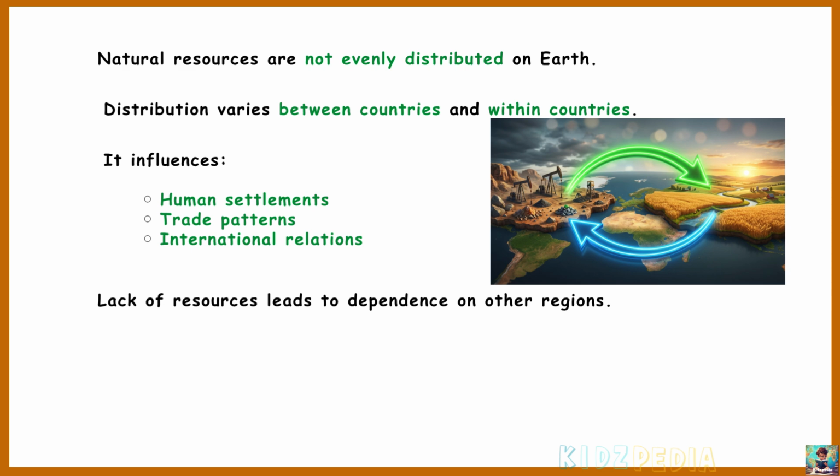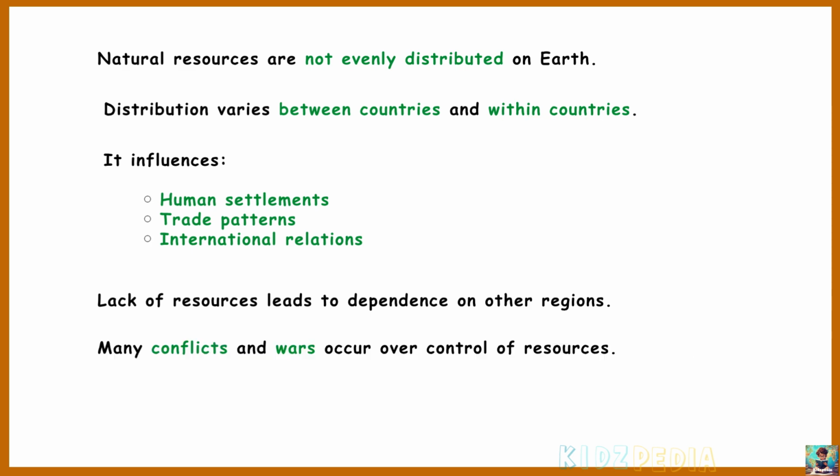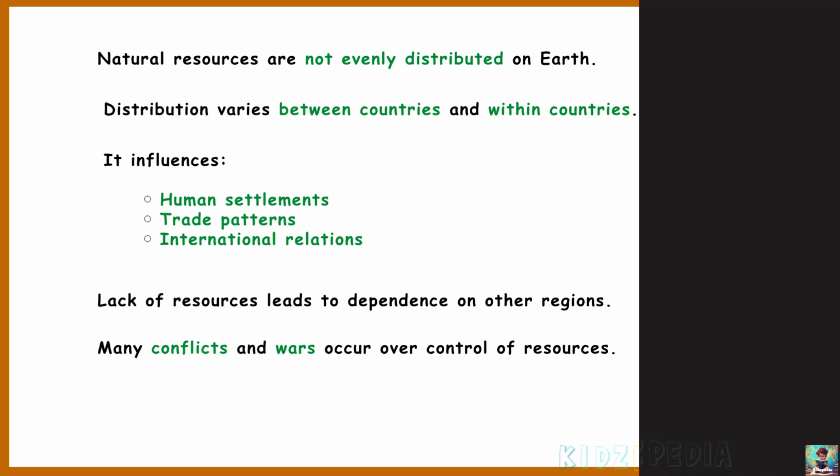Countries become friends when they help each other or face tension when resources are limited. Sometimes countries fight to control oil, land and water. So natural resources can even lead to wars. So remember, uneven distribution of natural resources affects where people live, trade and can even lead to conflicts between countries.